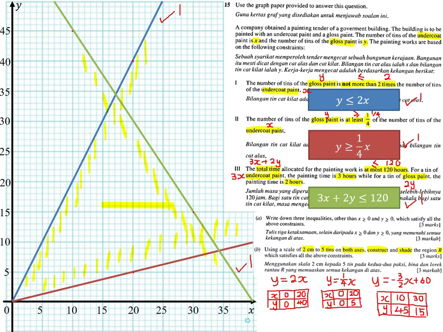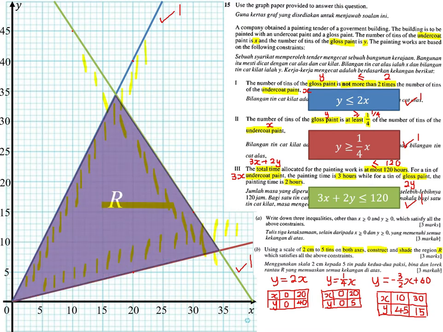The shaded region is bounded by these three lines at the middle here. Then you label it as R. So again, once you get the correct shaded region, you will get your 1 mark.